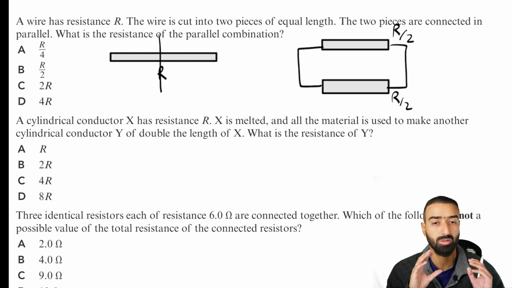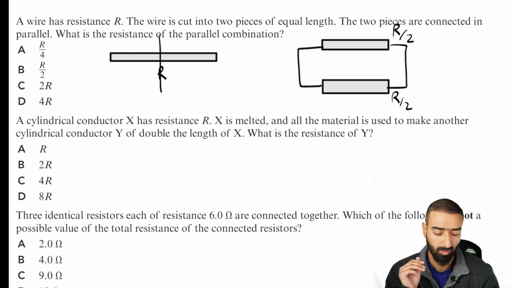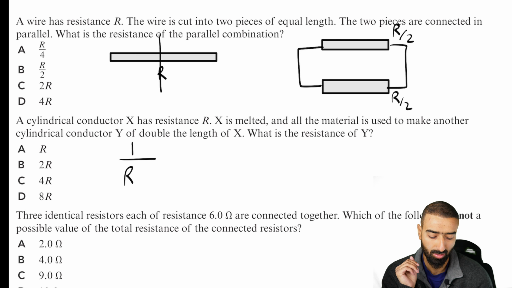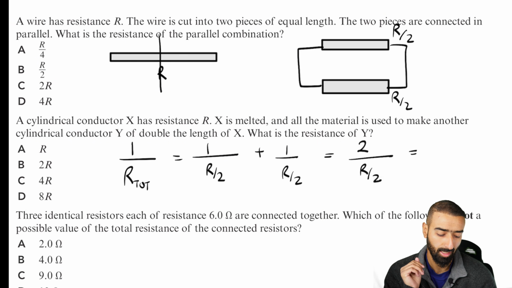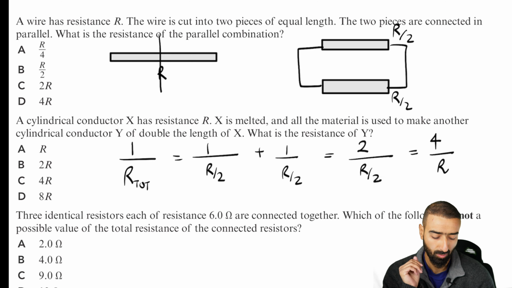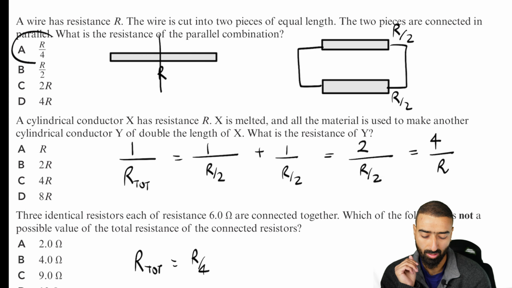If we are supposed to find the total resistance of the parallel combination, we do 1 over R total equals 1 over R over 2 plus 1 over R over 2. That is equal to 2 over R over 2, that is 4 over R. In other words, the total resistance would be R over 4. And that's the first option, and we are done with this question.